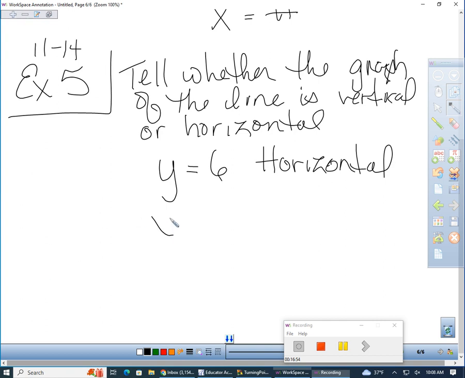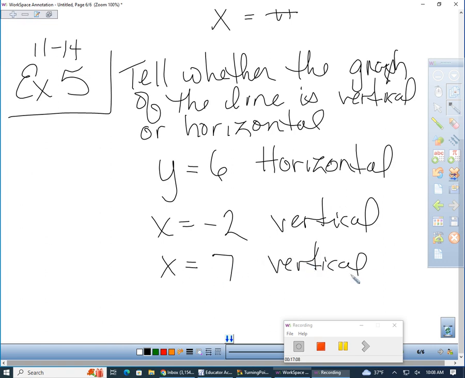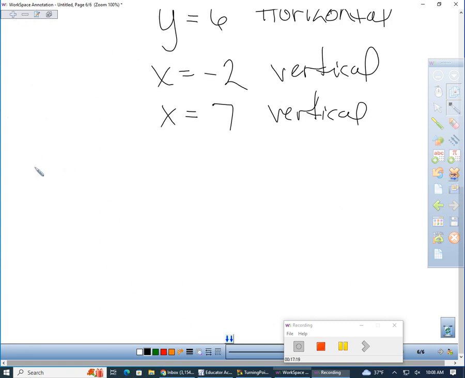Okay, if you get x equals -2, vertical. How about x equals 7? All right. You have 4 problems. That's all you have to do. Okay? So let's go to example 6. This gets even better. Example 6. And this is 15 through 18.